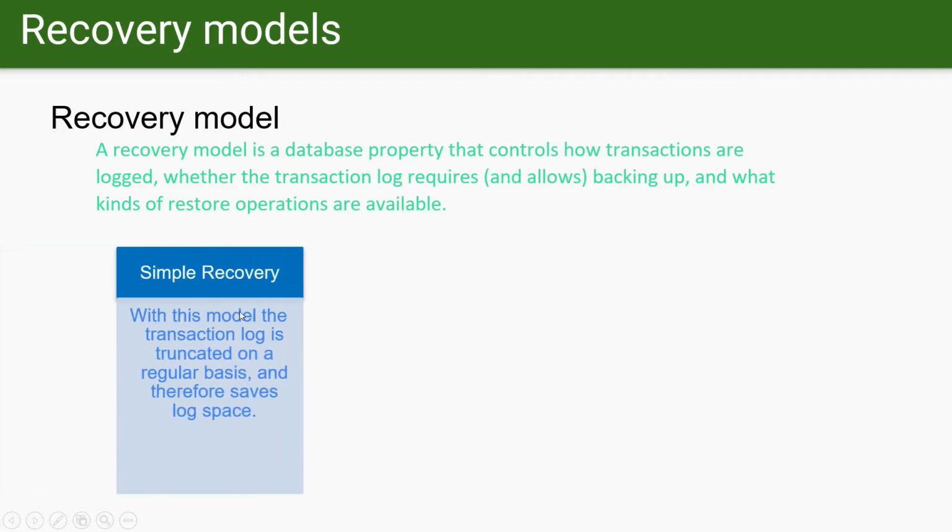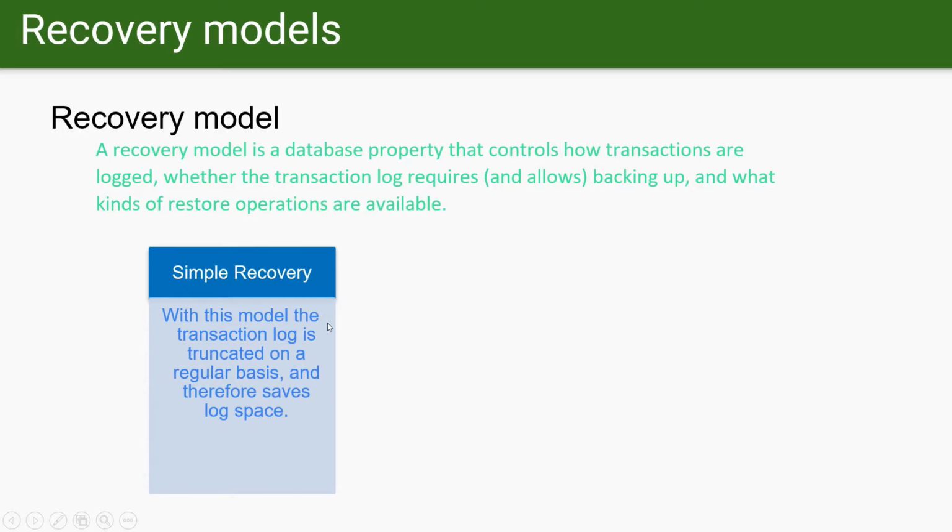First we have the simple recovery model. With this model, the transaction log is truncated on a regular basis, and therefore saves log space. But it comes with great risks. When we use the simple recovery model, the transaction log is truncated every time the database reaches a transaction checkpoint. If for some reason the system crashes, you won't be able to restore the data to a point in time right before the system crashes, because there won't be log records in the transaction log to use.